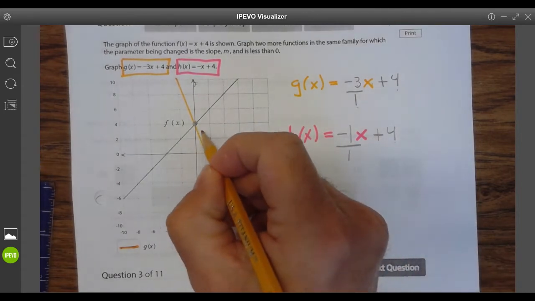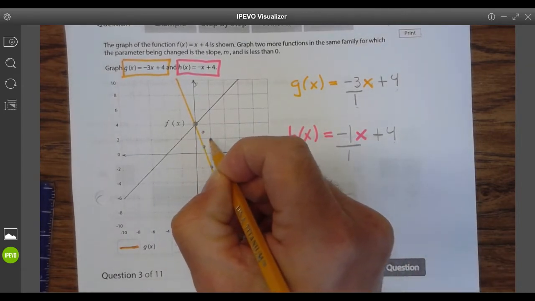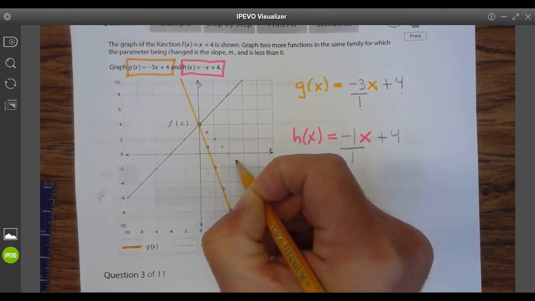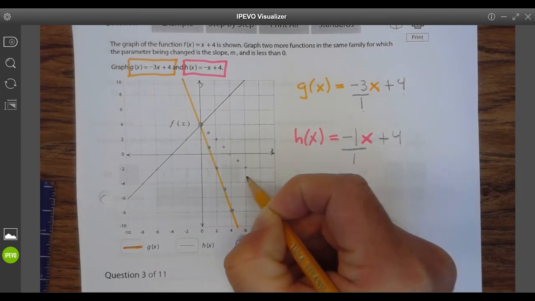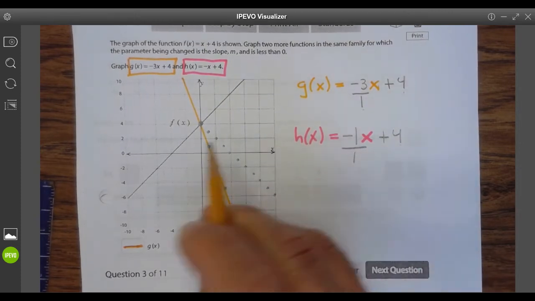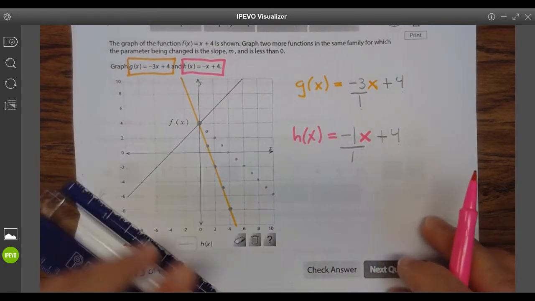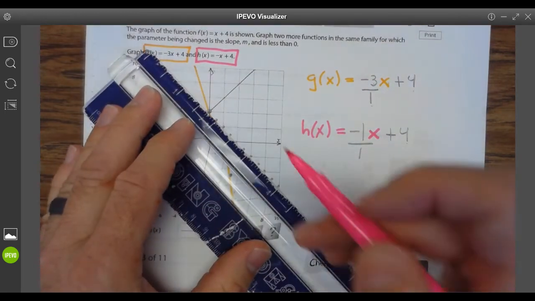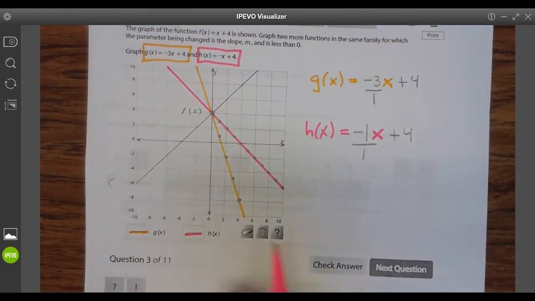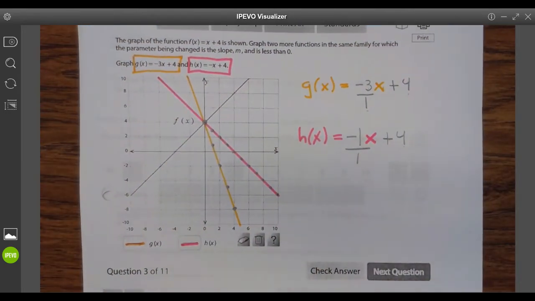So we go down 1 to the right 1, down 1 to the right 1, and continue down 1 to the right 1 across the graph. Okay. And that's h of x. All right, go ahead and finish up example 3.